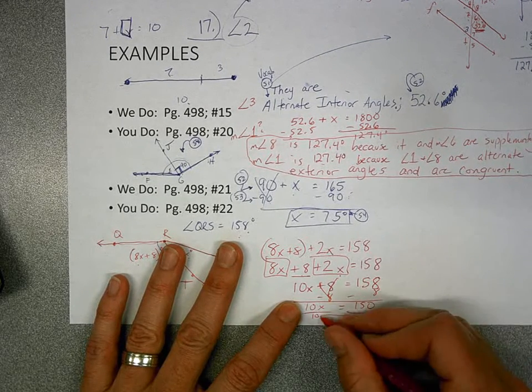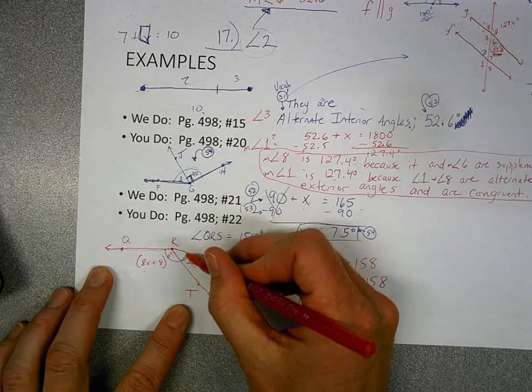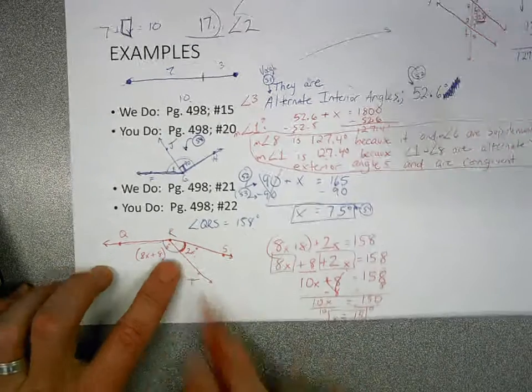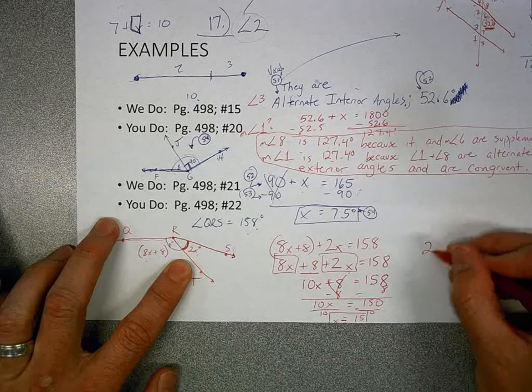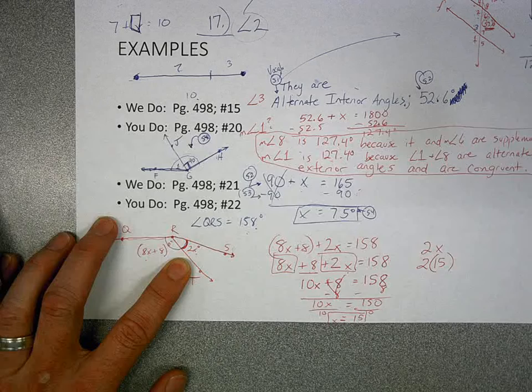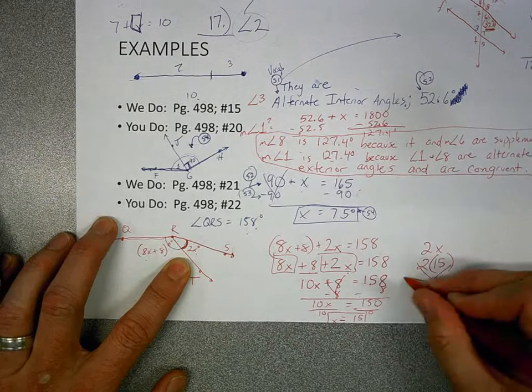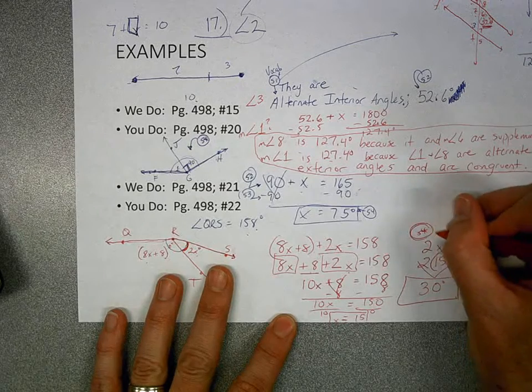Now, be very careful when you read the question. The task says, find the measure of angle TRS. They're talking about TRS, this angle right here. Now, if that angle was just x, then ta-da, 15. But it's not. That angle is 2x, which of course is double the size of x, which is 30 degrees. So if you're going to write this as notes, that would be step star: just be careful of what the question is asking.